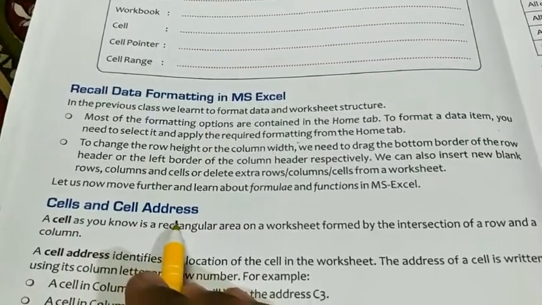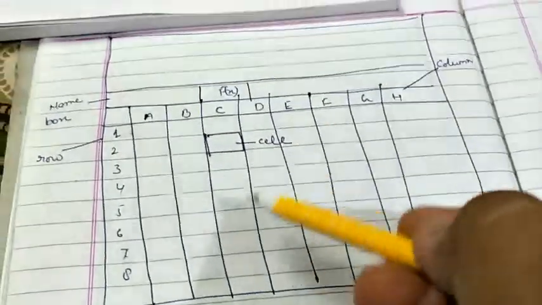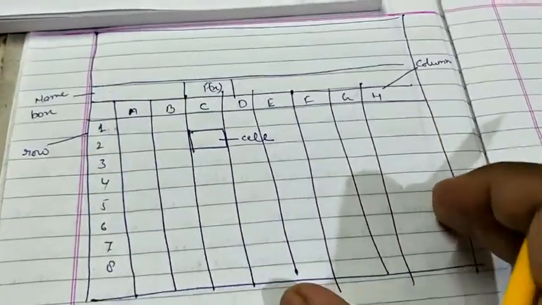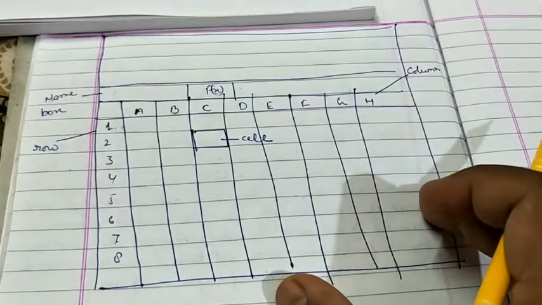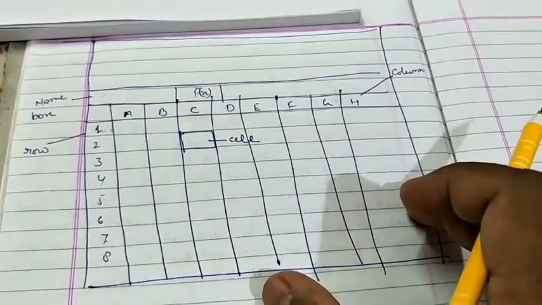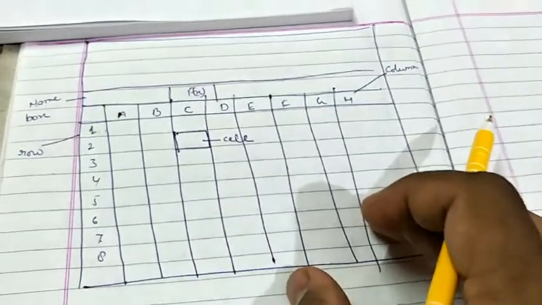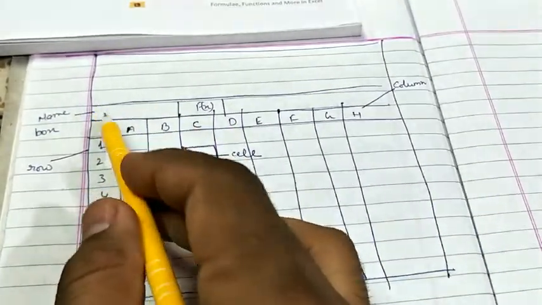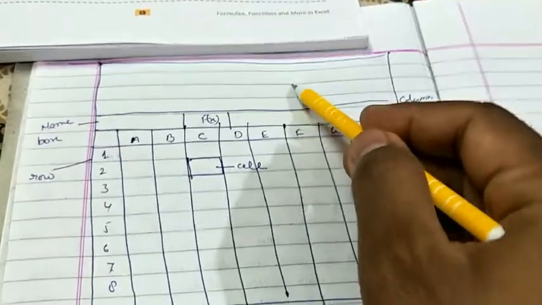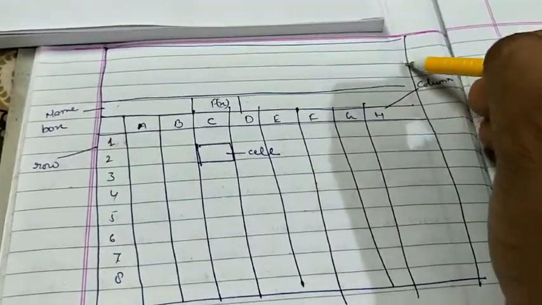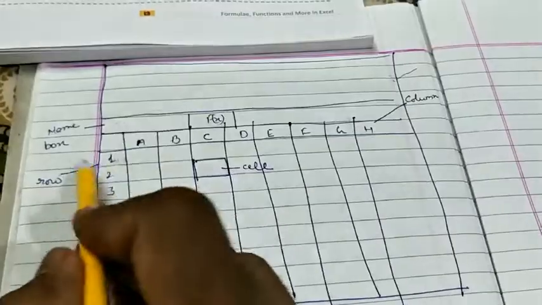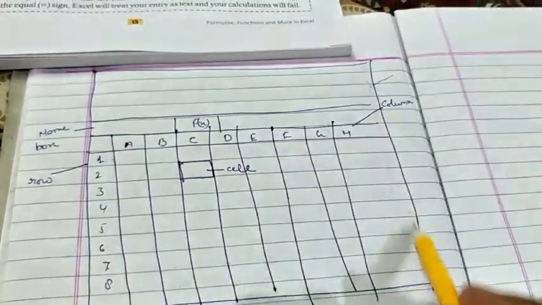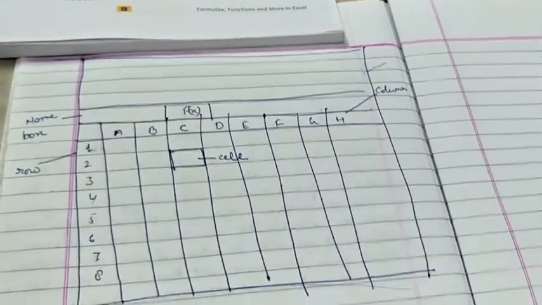Okay, now the first question is, what is cell? Now look here, this diagram. This one is a worksheet of MS Excel file. Okay, when you open MS Excel file, then you will see this worksheet. Okay, now see what is the name of this area. This area is called ribbon area, you know already. Okay, and this area from there to there is called worksheet.